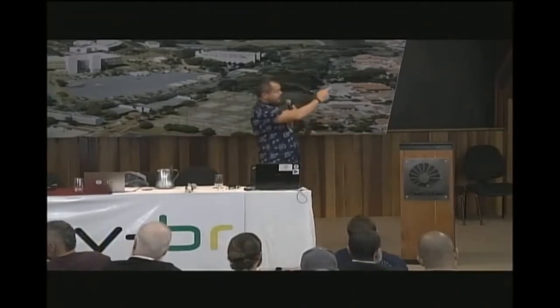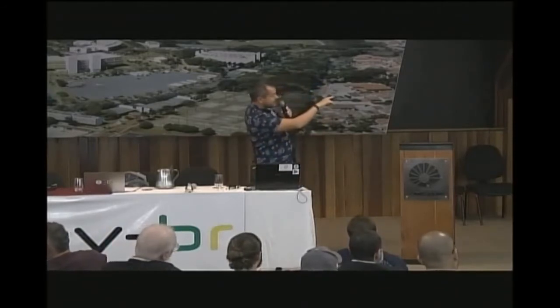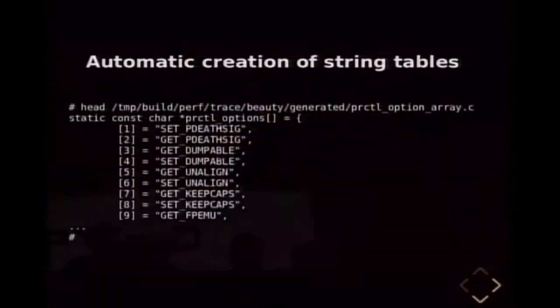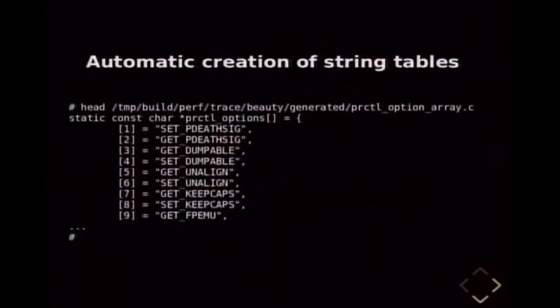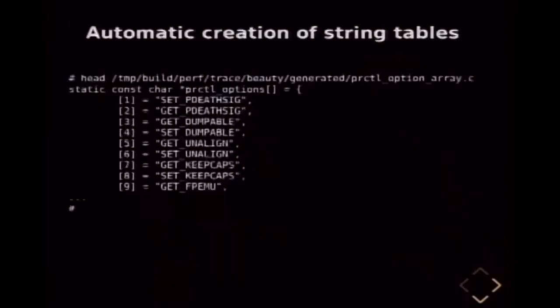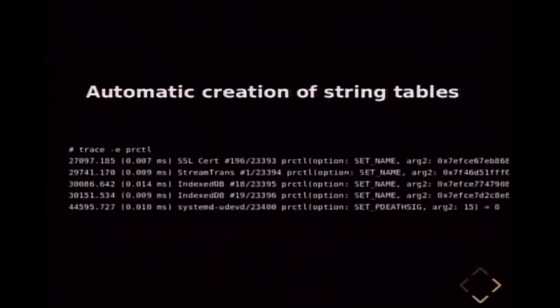In the future, this will allow us to do something like strace where I'm only interested in the prctl syscall when the parameter is get or set unaligned. You could do a substring search for the symbolic name, and then this will be translated into an eBPF binary that will be attached to the syscall, and then it will do the filtering right next to the syscall event. So when you do trace -e prctl, we're going to see those set name, set pdeathsig, which otherwise would be just numbers.